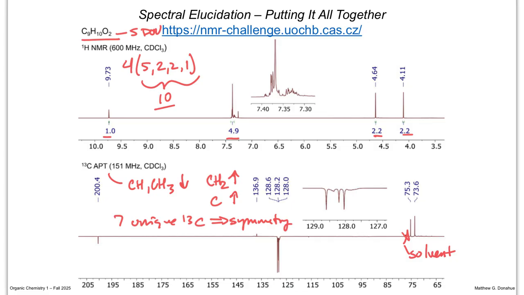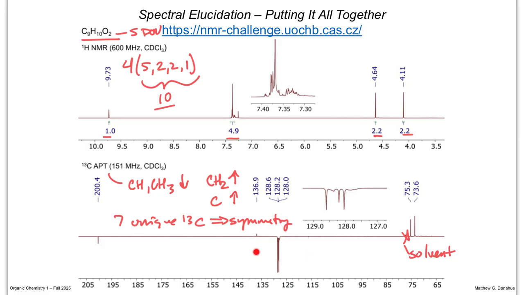What could you tell me about the cluster of signals in the proton between 7.3, 7.4, and then these signals in the carbon? What sort of functional group do they belong to? Close, but not quite. So what hybridization are these carbons? Those have to be sp2.